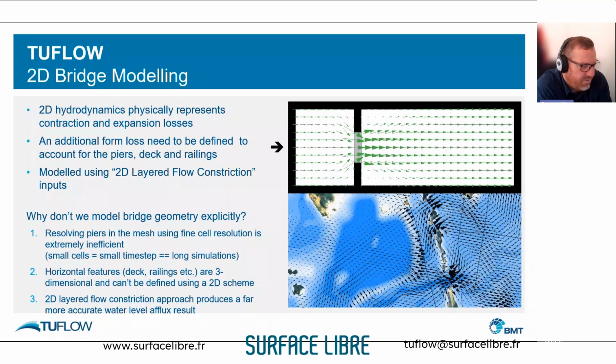There's a 3D component to this. Obviously, when you've got decks and railings, they vary in the vertical, so they can't be that easily defined using a standard 2D scheme where we're trying to model the bridge geometry explicitly. So we do use these 2D layered flow constriction approaches. They allow us to vary the blockage in the vertical, and they generally produce a much more accurate water level afflux result. And ultimately, from the point of view of flood modeling, that's what we're interested in.